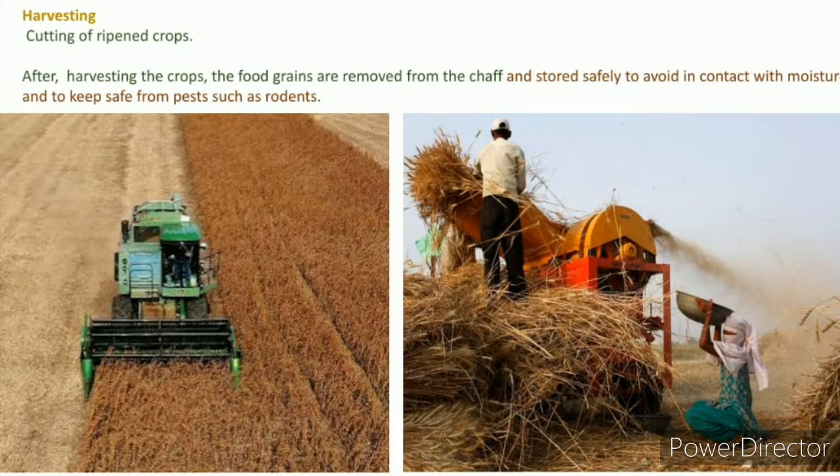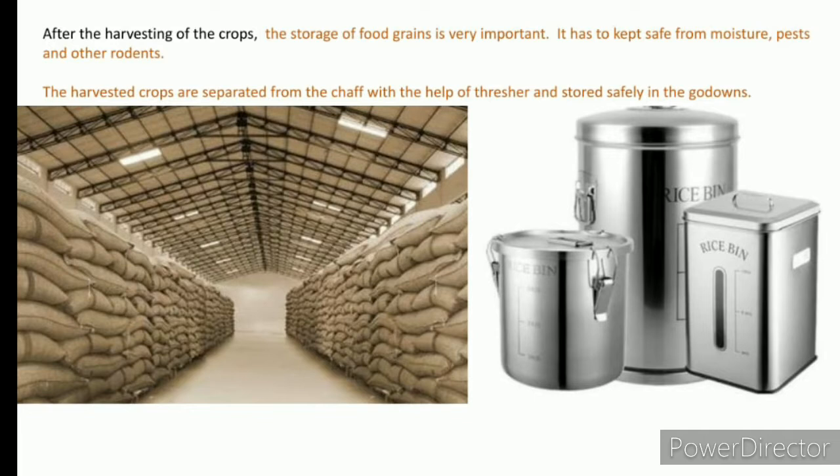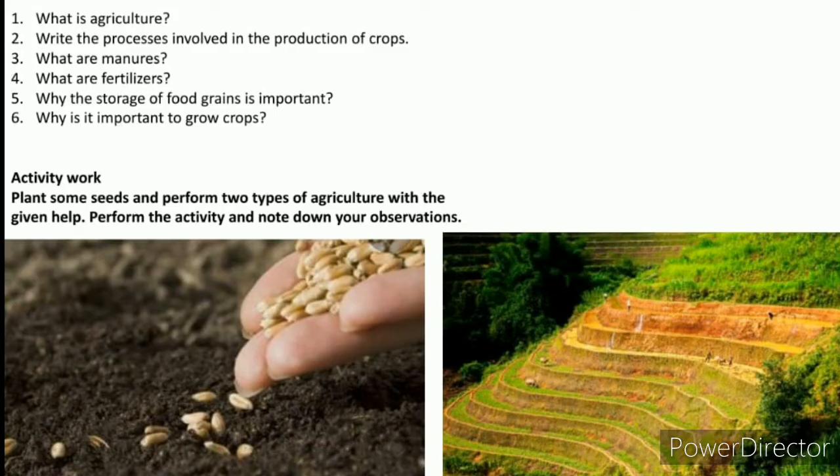After this, when the crop is ripened, the harvesting is done. Harvesting means cutting off ripened crops. After harvesting the crops, the food grains are removed from the chaff and stored safely to avoid contact with moisture and to keep safe from pests such as rodents. So in this chapter we came to know about crop production and the various processes involved in it.